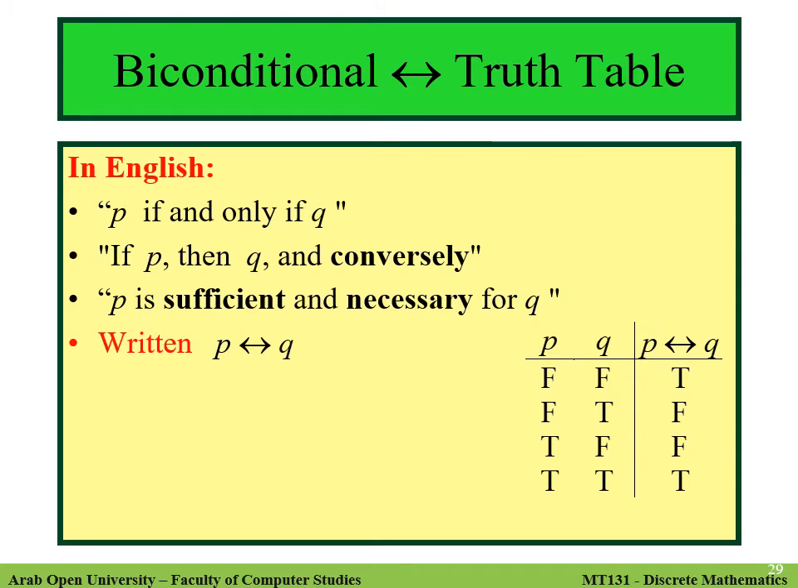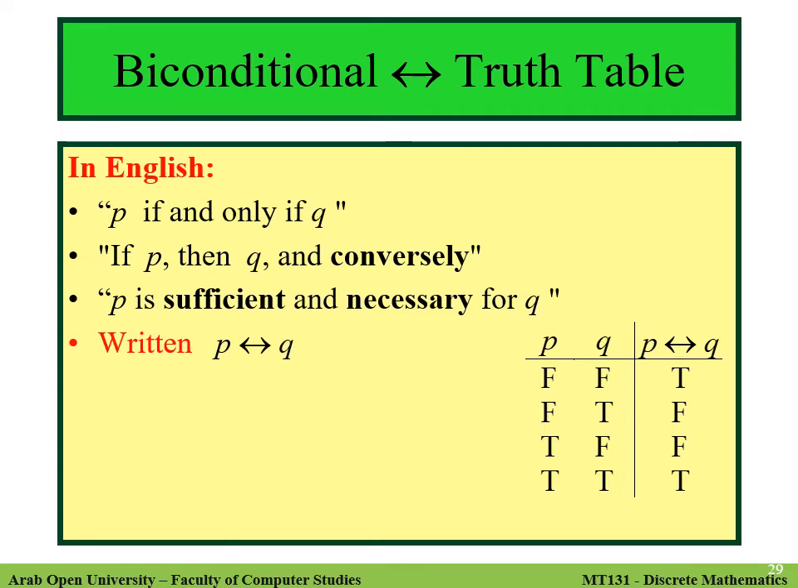If you say P is necessary for Q, then that means Q implies P. If you use them together, then what you have is P implies Q and Q implies P, which is the biconditional. Using symbols as we stated before, use P, use a double arrow, P if and only if Q.